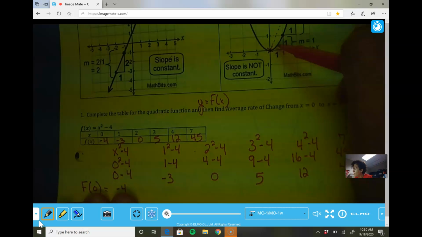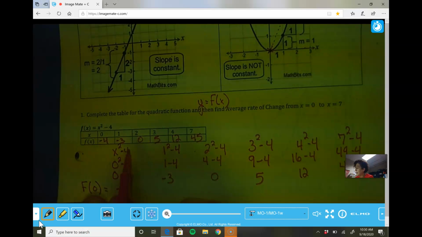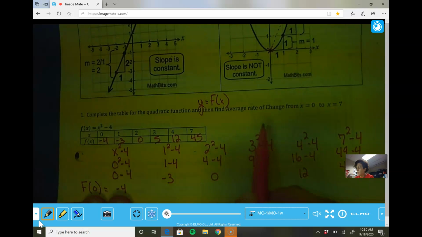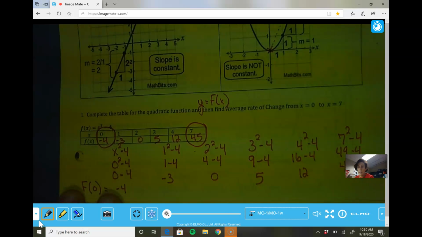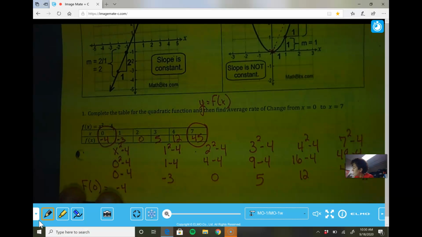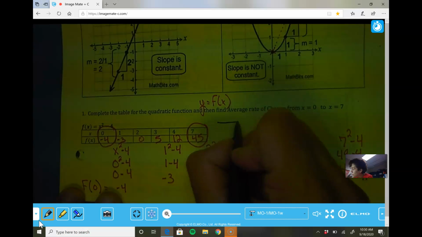So we're going to have to find the straight line basically that connects, let's see, from 0. So we're going to use this point to this point. All right, and I know that because they told me those x values, and then we did the math to find the y values. So up in here's my fraction for average rate of change.